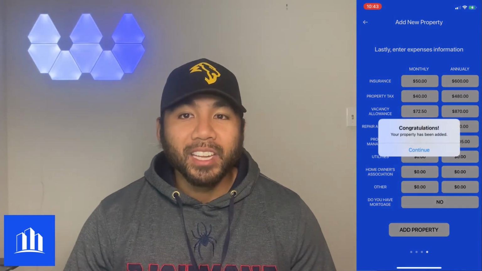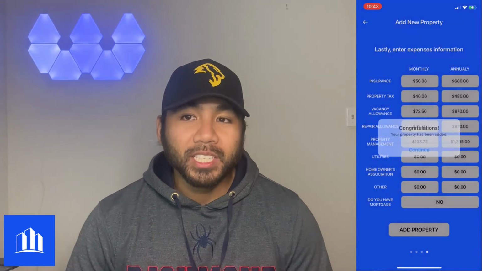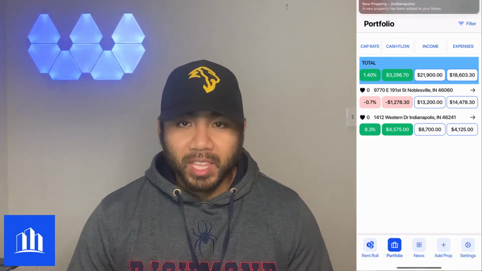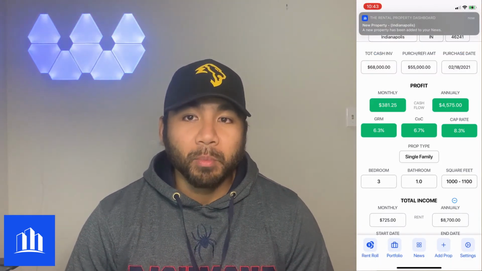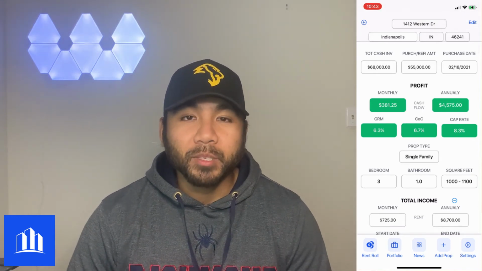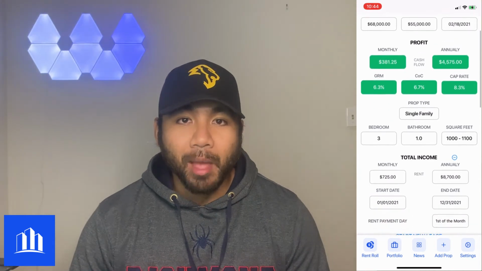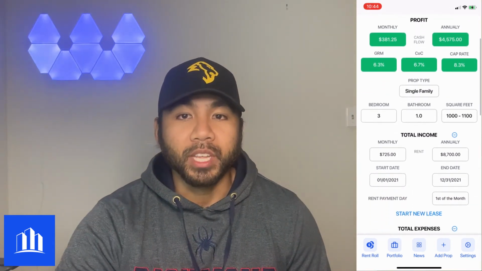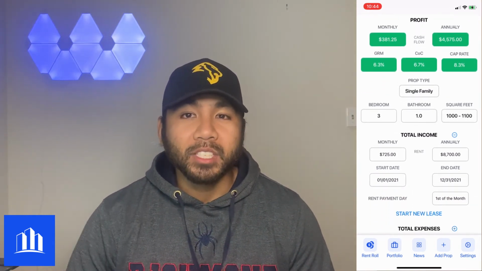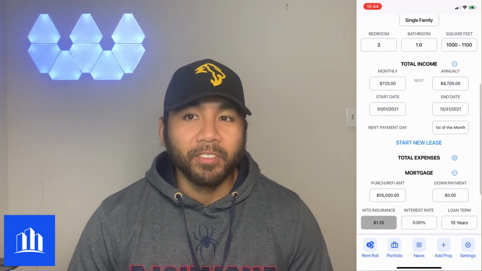The property has been added to our portfolio, and we can click it to see more details. You see here the cash flow of $381 a month. The gross rent multiplier is 6.3. Cash on cash return is 6.7%, and the cap rate is 8.3%. Given the lower price and smaller home, this property does in fact cash flow.